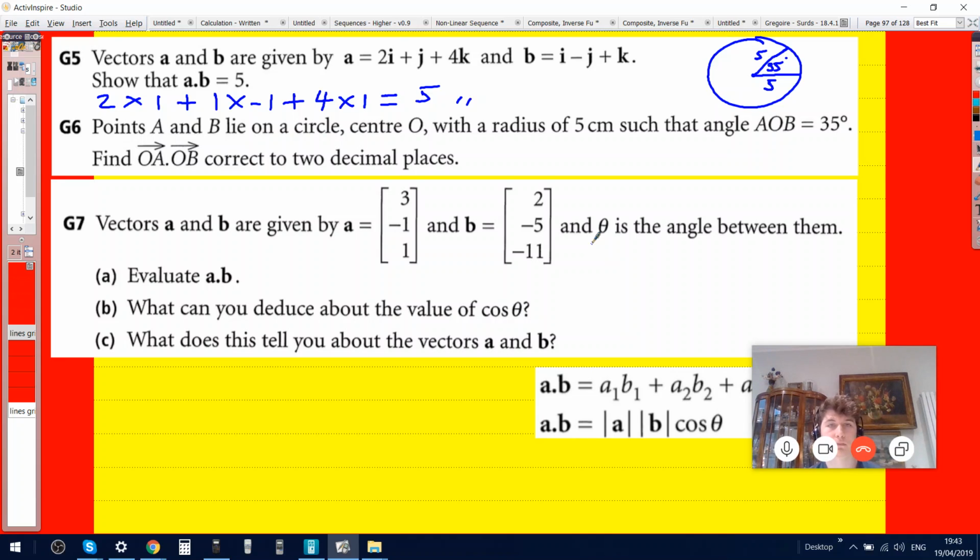So what is the vector O to A? You could pick whatever you wanted for that one. What coordinate would you give to A? It would be 5, 0. So we could say A is 5, 0. And so how would we get the coordinates for B then? We know that the angle is 35, so we can use the cosine rule.